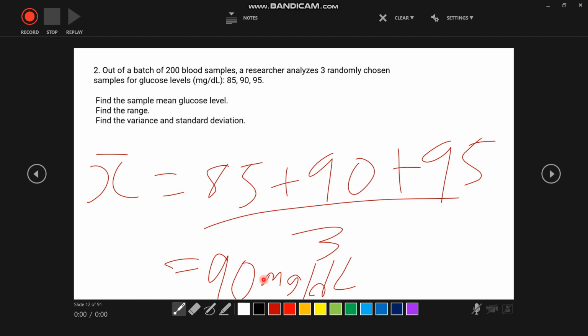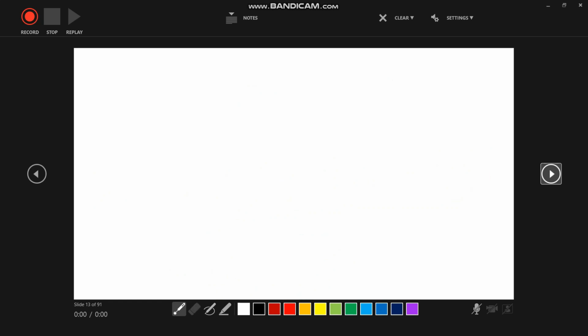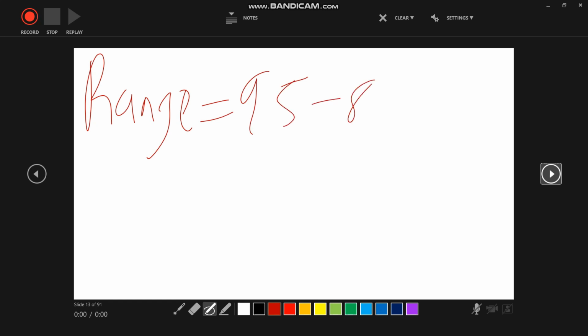The second question says we should find the range. Now range is the largest value minus the smallest value. The largest here is 95 and the smallest is 85. So the range will be 95 minus 85, and this will give us 10.